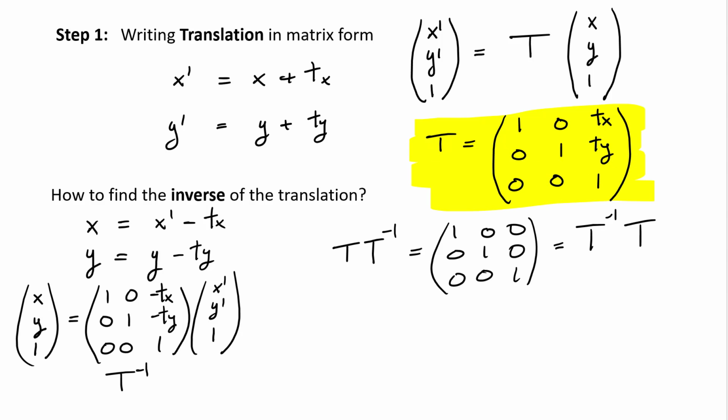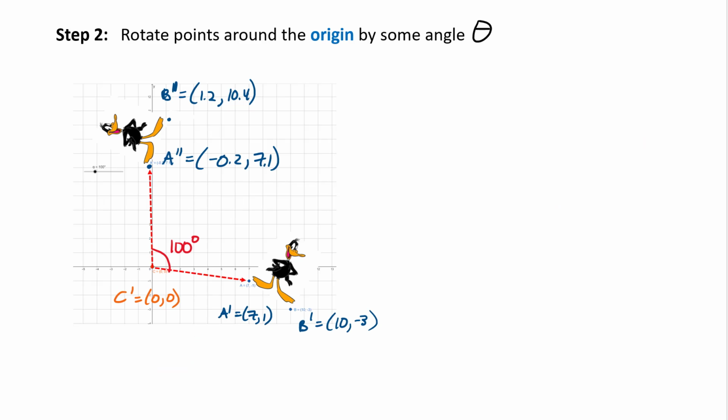For step 3, we're also going to use this guy, the inverse transformation, because I eventually want to bring that point back to where it started. Okay, I'll come back to that in a minute. Let's go to step 2 now. What we want to do now is apply a rotation. We're going to rotate it now by 100 degrees, or by some angle theta, in the clockwise direction.